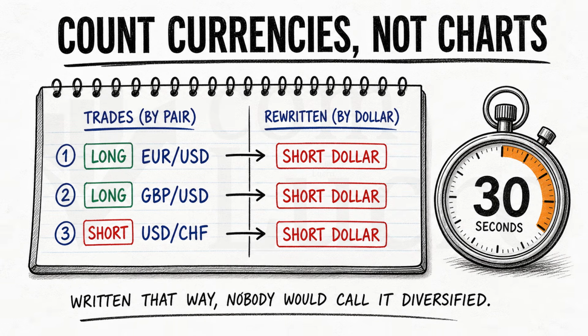So here's the first fix, and it takes about 30 seconds. Stop counting charts and start counting currencies. Write your open trades out as exposure. Long EUR/USD, long GBP/USD, short USD/CHF becomes short dollar, short dollar, short dollar. Written down that way, nobody on earth would call it diversified. The list makes the argument for you.